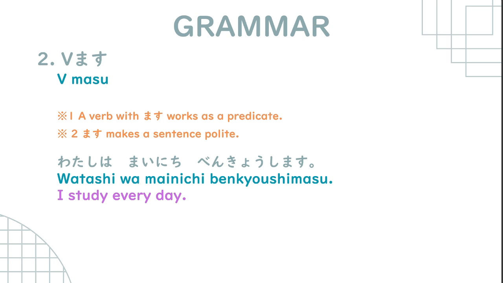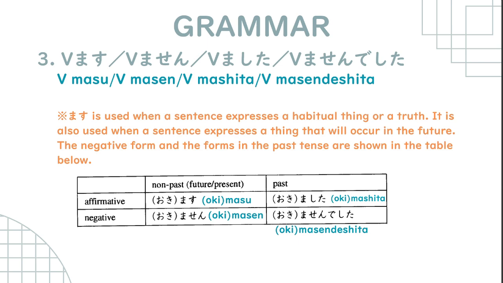So masu makes a sentence polite. For example, we have here 私は毎日勉強します. So I study every day. 毎日 means every day. We also have tenses, okay? We have tenses for the verbs. We have masen, which is the non-past negative for masu, and then we have mashita, which is the past positive, and then we have masen deshita, which is the past negative.